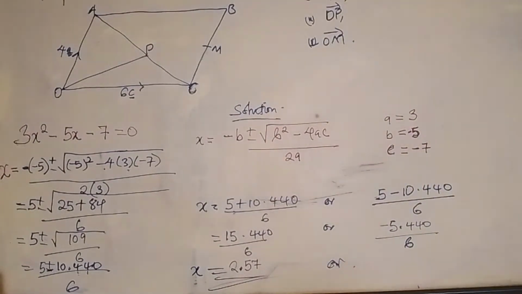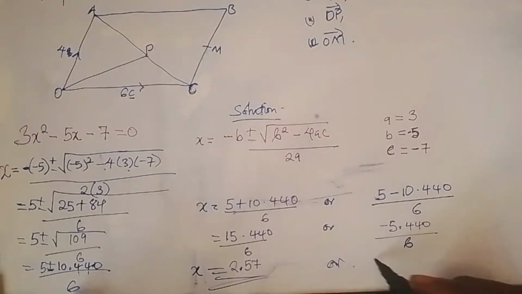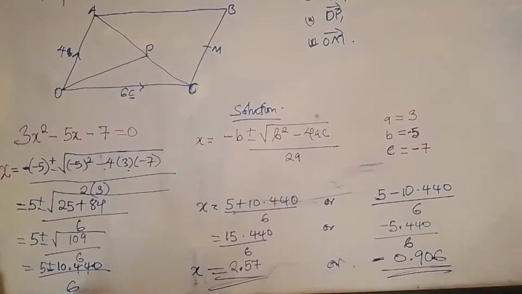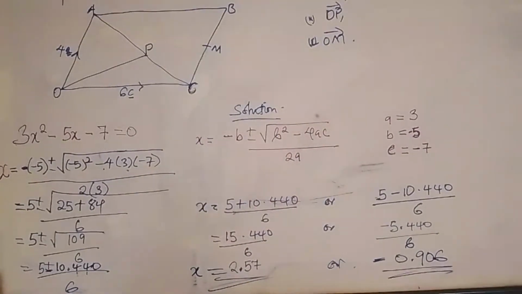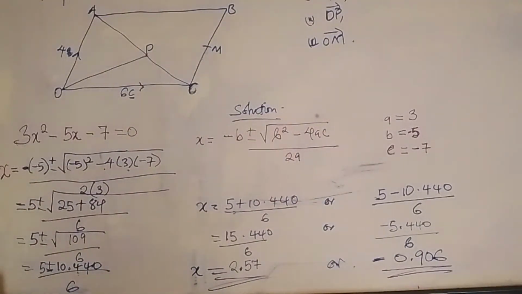Then you say, oh, now what is negative 5.440 divided by 6? So we have what? Negative 0.906 as our second answer. So this is how simple what? The quadratic equation in paper 2 is.